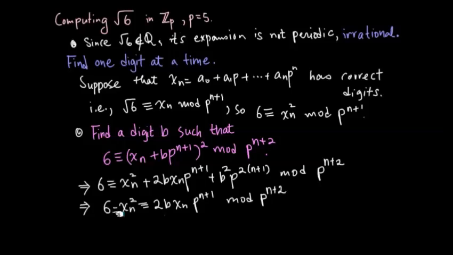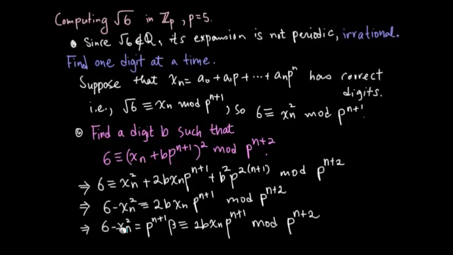So what do we know about 6 minus x_n squared? We know that 6 and x_n squared are congruent to each other mod p to the n plus 1. That means if you subtract these two, this thing is going to start from p to the n plus 1. So that 6 minus x_n squared has the same coefficients up to p to the n. So if you subtract it, it starts from p to the n plus 1. If you factor it out, you will have a p-adic integer, beta, in here. And this one here is copied on the right side.